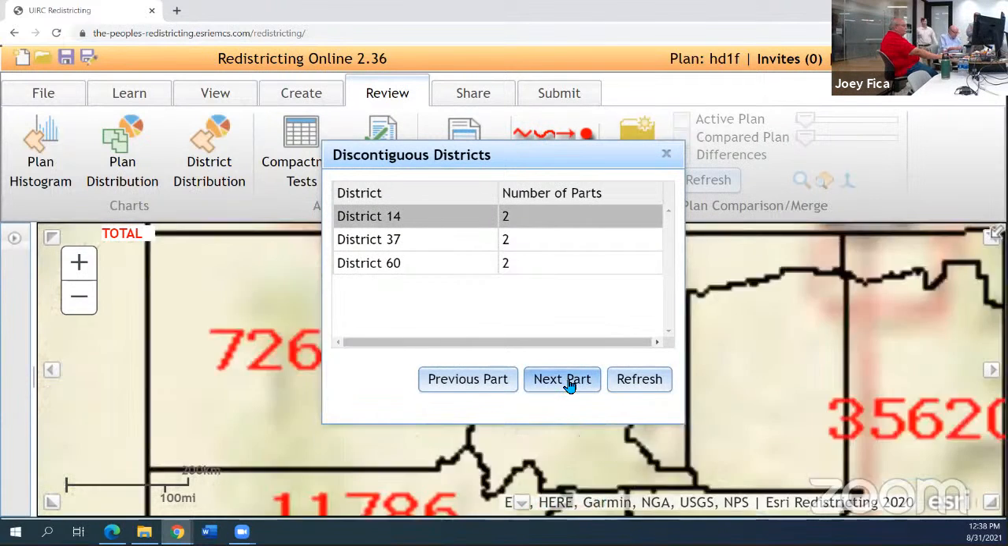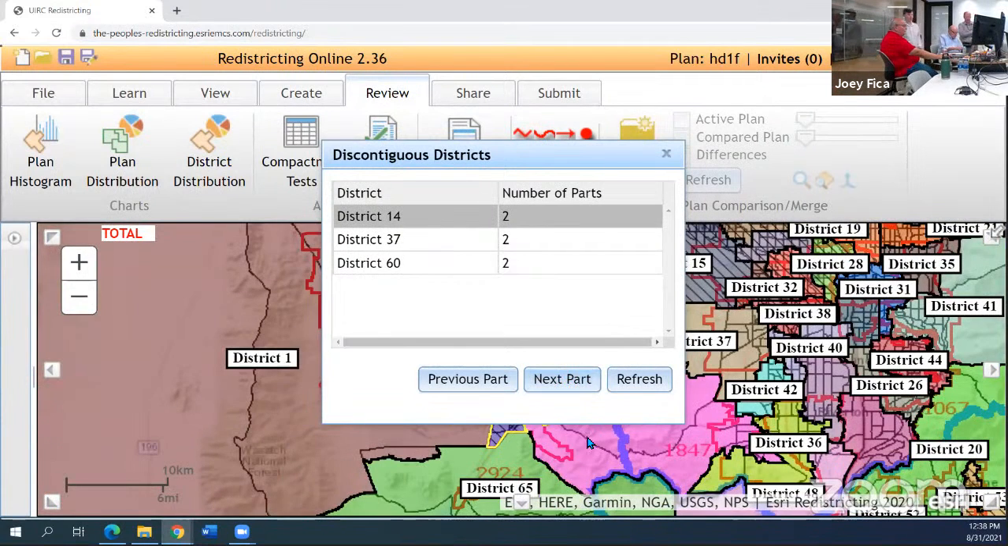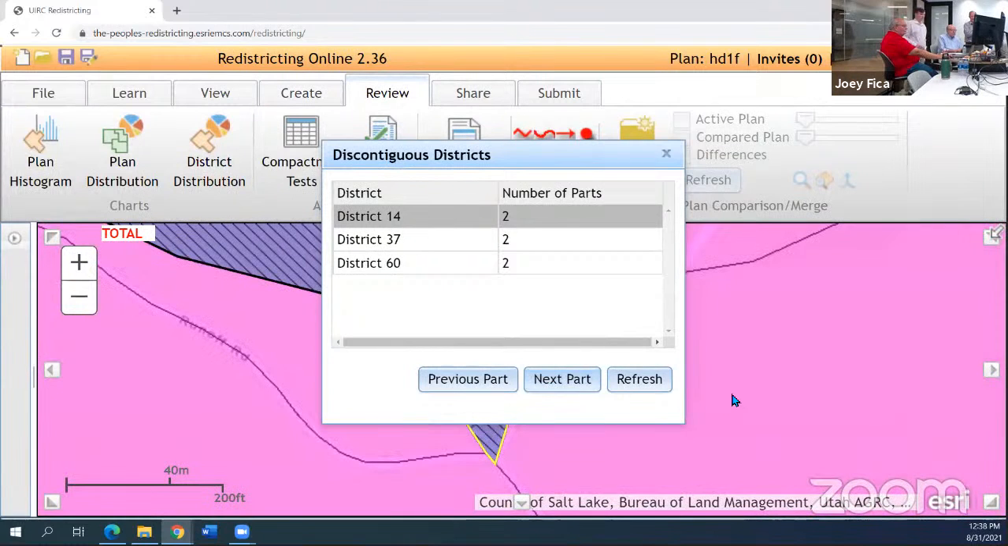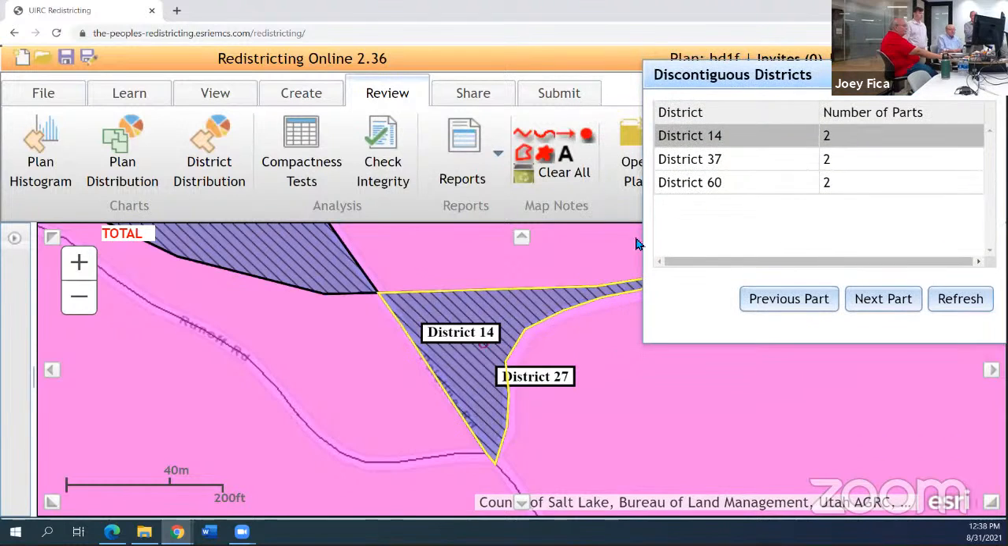Hey, Joey, they're ready to save. They've got a map. Click it, you have to click twice, because it first takes you to the overall district. Click next part one more time. Okay, now that'll zoom in. You can scoot that to the side. Let me take care of our problems. So 27, I need to unlock 14. You need to unlock 14.